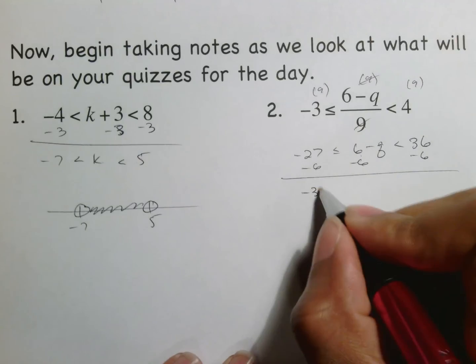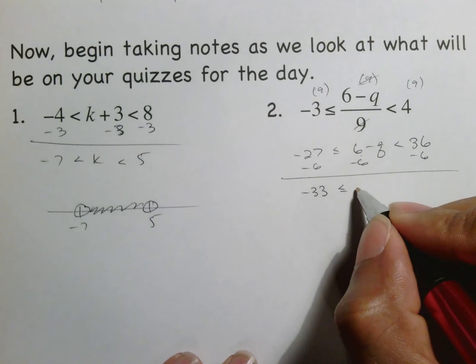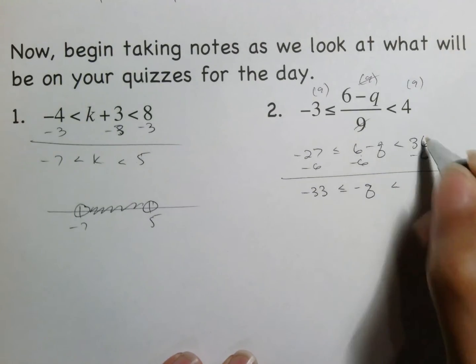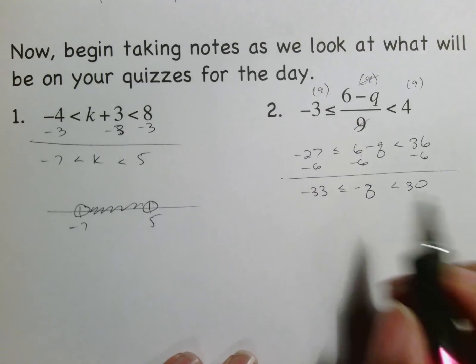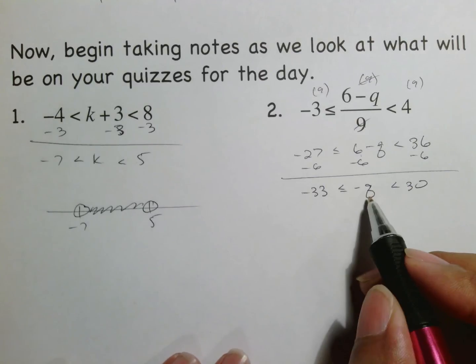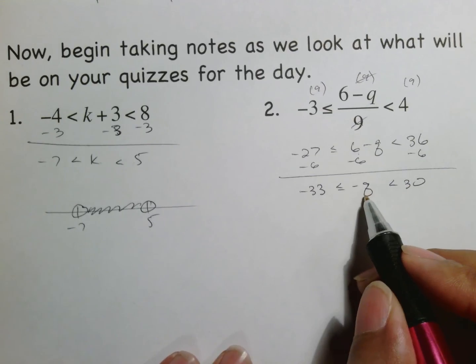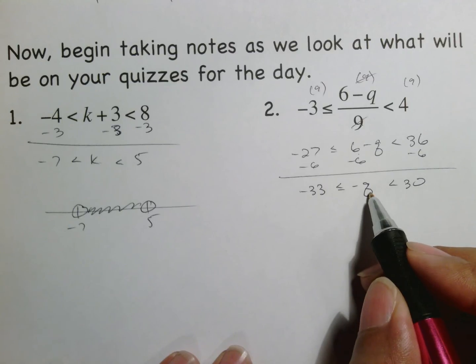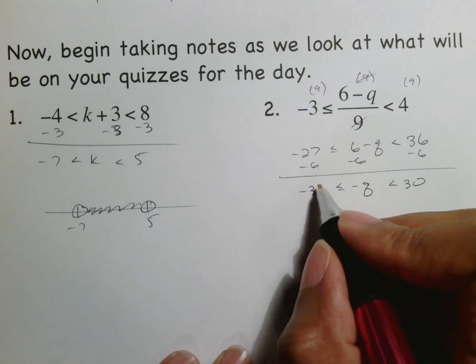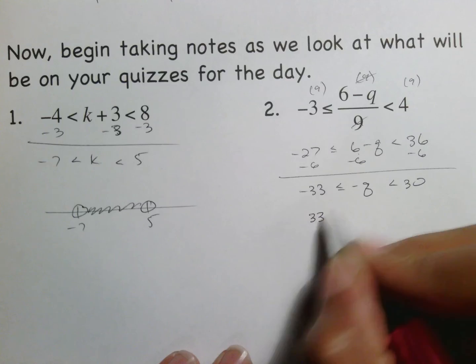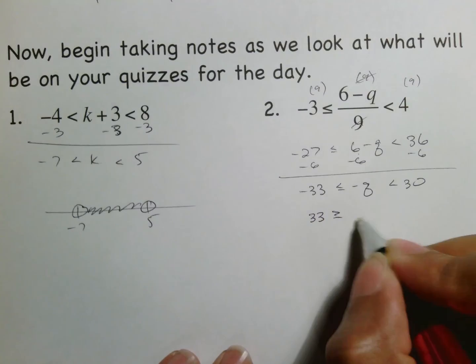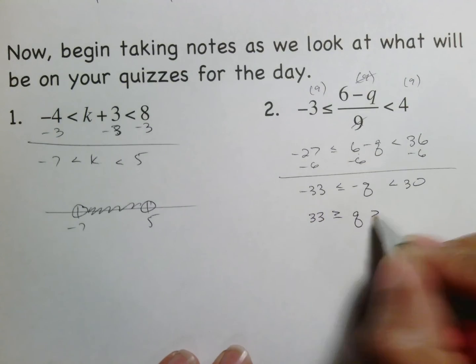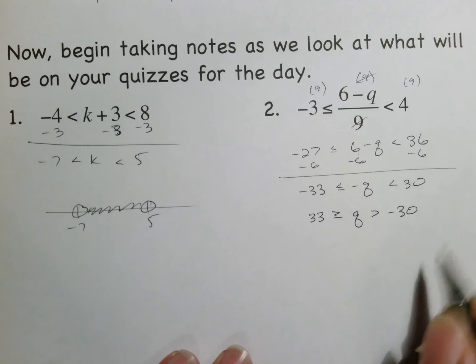That becomes negative 33, negative q, and 30. Our problem now is that we have q as a negative q, which we don't want. So what we will do is switch every sign. The thing you have to be careful about is everything must switch. This becomes a positive 33. This sign flips over. Positive q. This sign flips over. Negative 30.